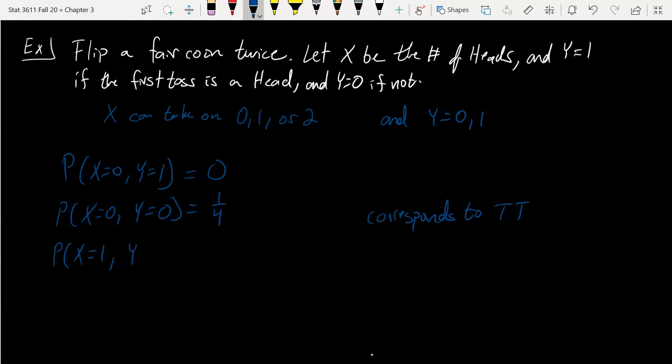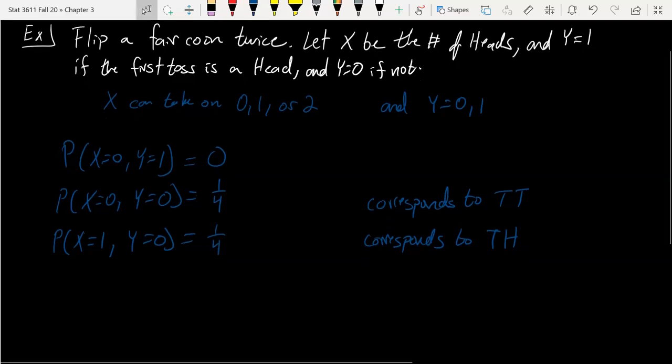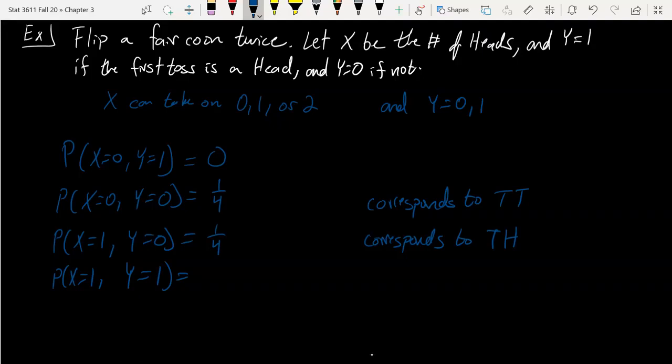What's the probability that X is equal to 1 and Y is equal to 0? Well, if Y is equal to 0, that means the first flip was tails. And if X is equal to 1, that means you got exactly one head in the two flips. So the second one has to be heads, so tails, heads. The probability of getting tails, heads, exactly in that order, is also 1/4. 1/2 chance for each of those. How about the probability that X is equal to 1 and Y is equal to 1? Well, that would correspond to getting heads in the first flip because Y is equal to 1, and then tails in the second because X is equal to 1.